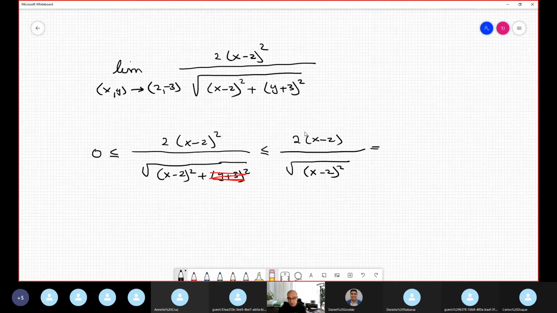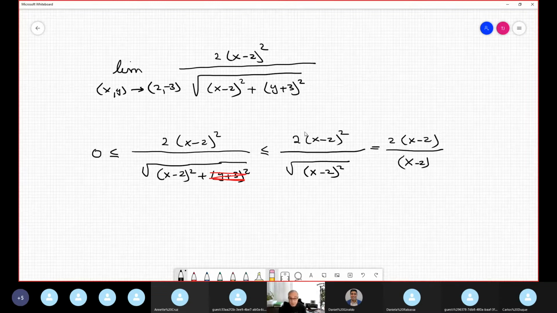And I manipulate algebraically. This is 2x minus 2. And this is a square root squared, which is x minus 2. But wait, sorry, this is a square, right? I forgot the square, and this is x minus 2 squared. But it's okay, and you delete this and this, they cancel out. Now our expression is 2x minus 2.